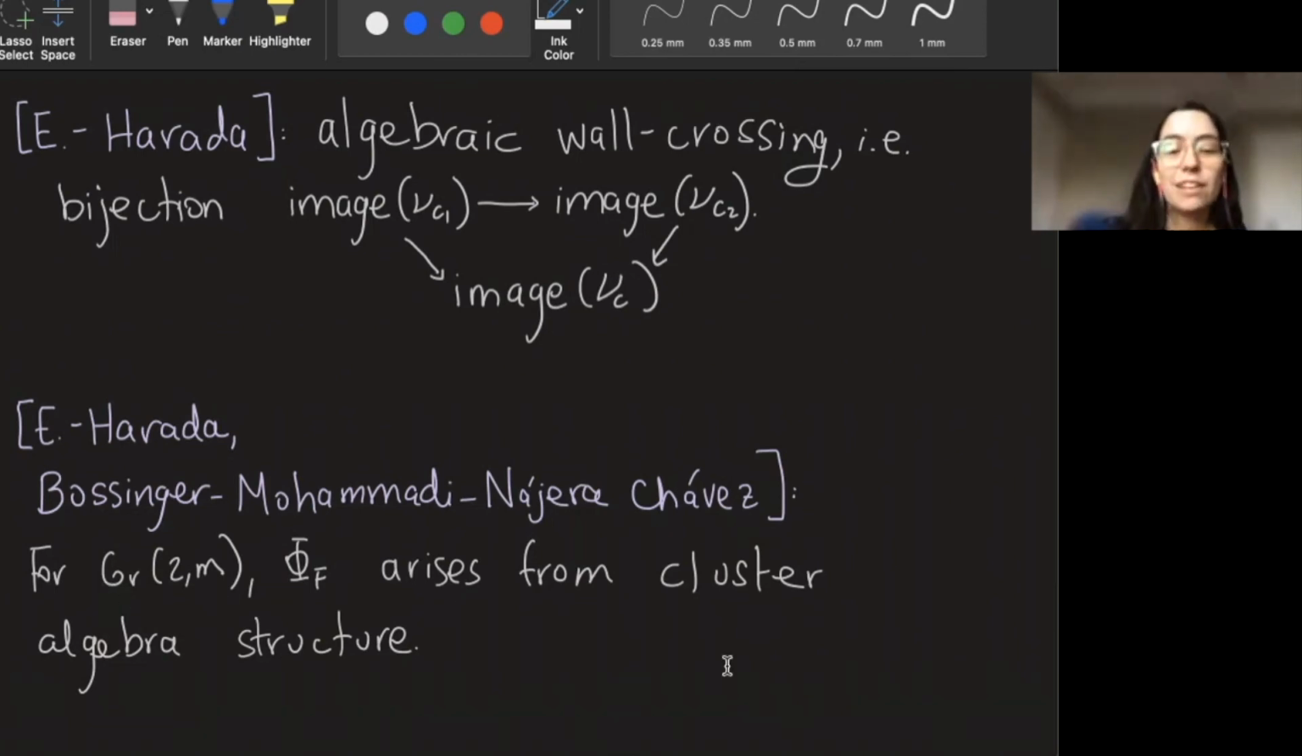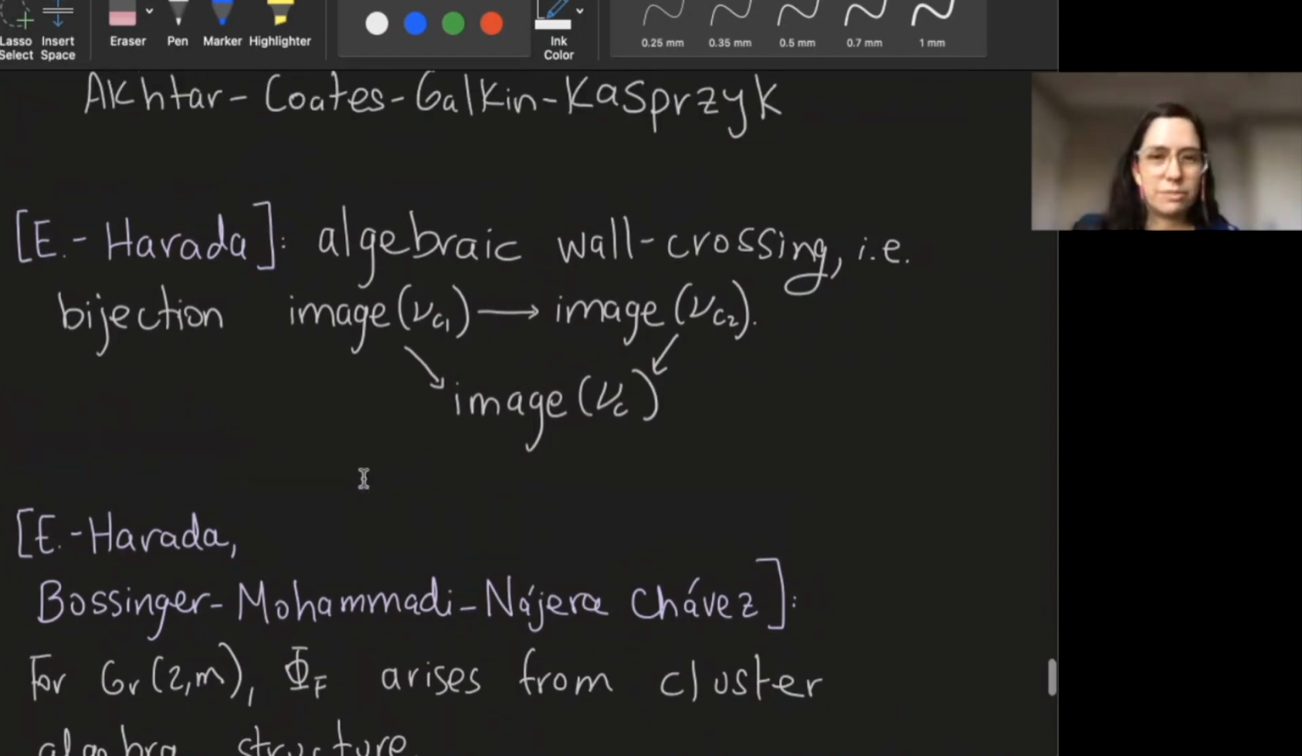But cluster algebras again are another theory that is now very deep, despite being fairly recent. And there are different ways to say how this arises from the cluster algebra structure. Lara Bossinger, Fatemeh Mohammadi, and Alfredo Nájera Chávez gave a much deeper connection. So this interacts very nicely. Even the algebraic wall crossing interacts very nicely with the cluster algebra structure of the Grassmannian.